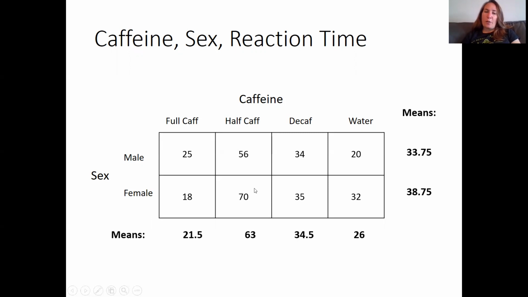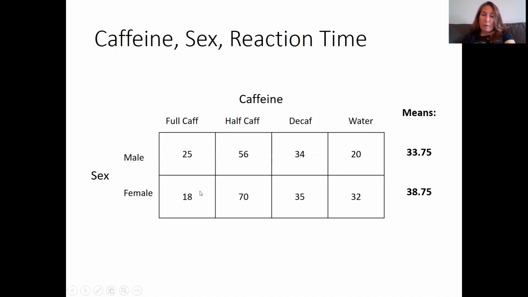Okay, so in order to do a main effect, okay, let's think about the main effect of sex. Okay. So here we have males, we have 25, 56, 34, and 20. These are the males, right? This is what we have up here in the top. So what we're gonna do is we're gonna add these up and we're gonna divide by 4. Okay, and we're gonna get the average for the males, which is 33.75.